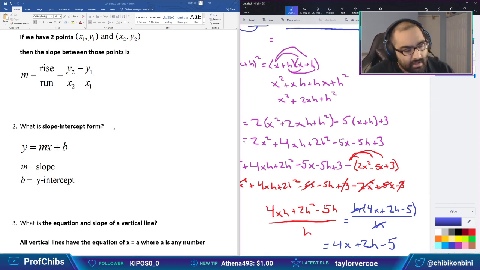Number two here: what is the slope intercept form? Slope intercept form is really what we're talking about in these two sections.